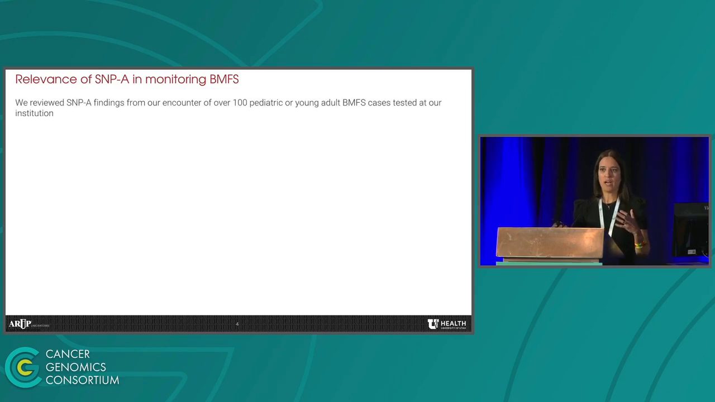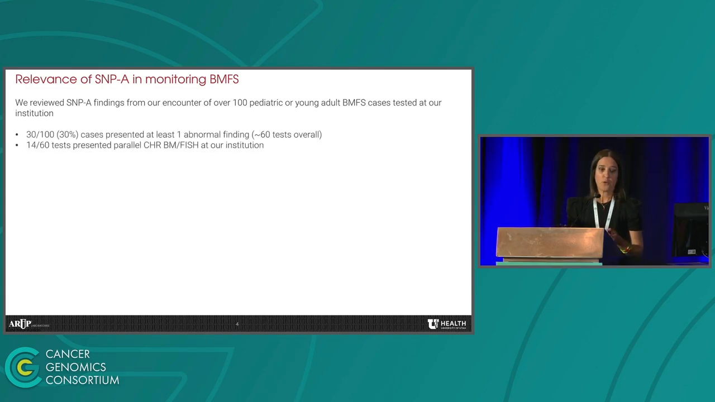We wanted to look at our data and show the relevance of the use of SNP-array in the monitoring of this type of conditions. So we looked at our findings from a cohort of 100 pediatric or young adult patients with inherited bone marrow failure syndromes tested at our institution. 30% of the cases presented at least one abnormal finding. This involved approximately 60 tests, and out of those 60 tests, 14 also had chromosome bone marrow or FISH performed in parallel at our institution.